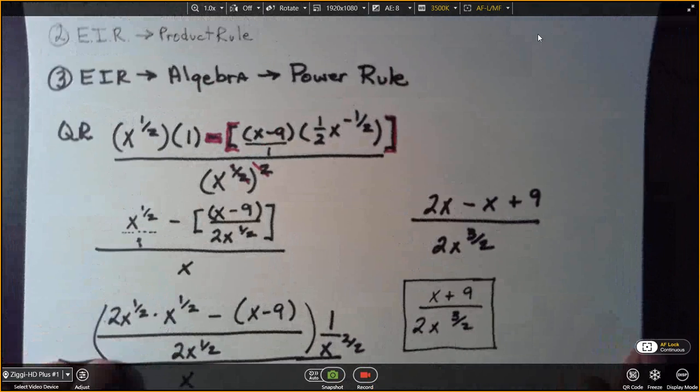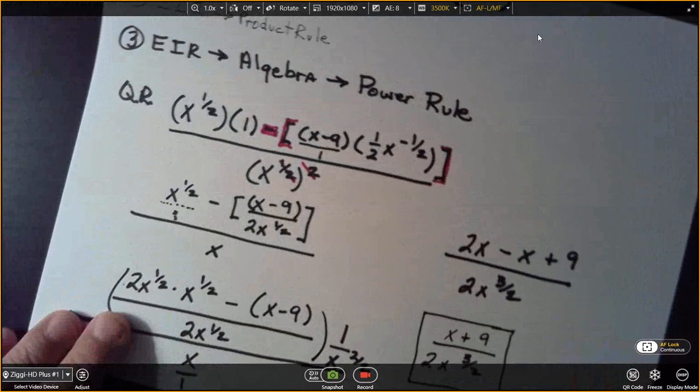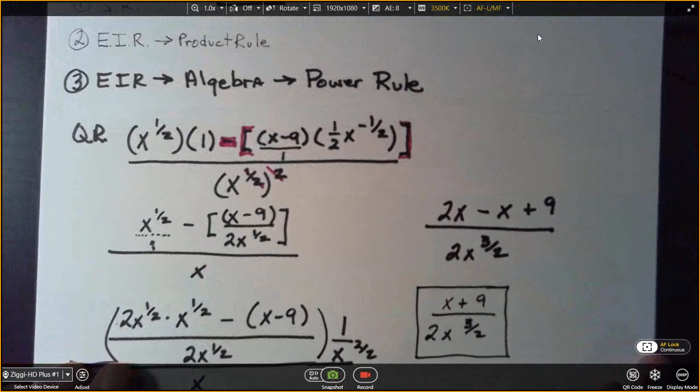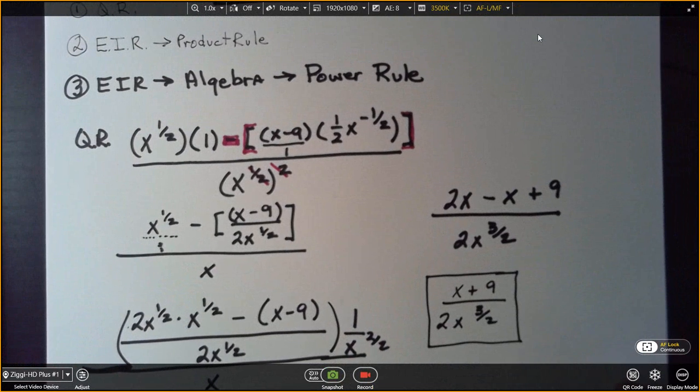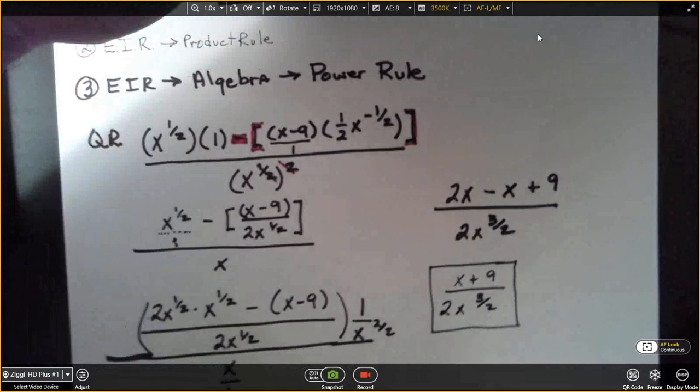So here we used the quotient rule, and when we use the quotient rule, hold on one second, I'm trying to move it to where you can see everything.